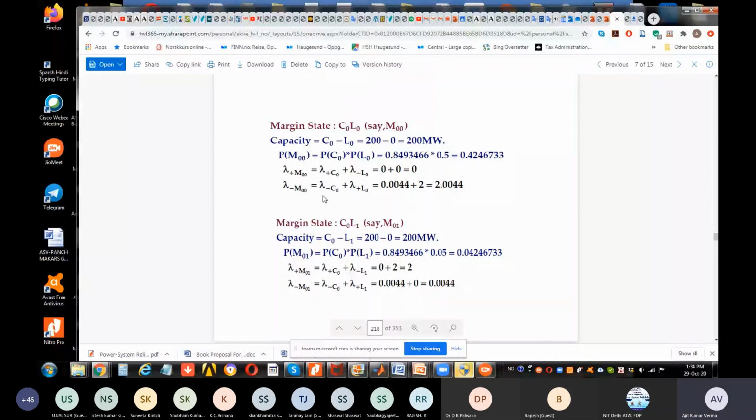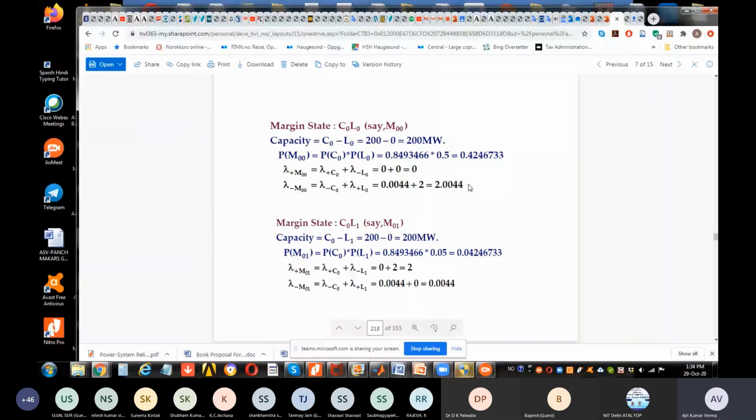Important and key thing is to remember these expressions. Positive margin means higher generation state, lower load state. Then negative margin state means lower generation state, higher load state. So if you take this combination 0, 0, then you get these rates and you add them up as in this expression, and then you get the departure to a higher margin state is 0, departure to a lower margin state is 2.0044.